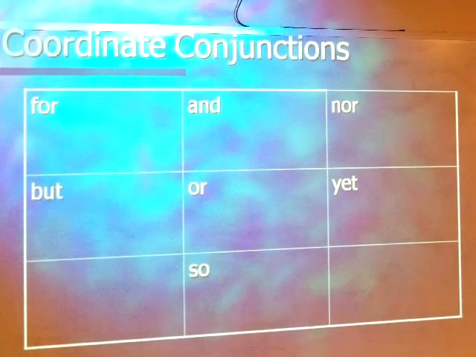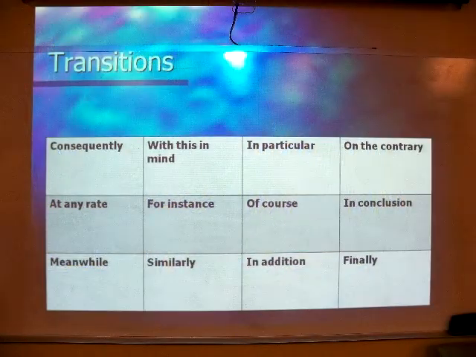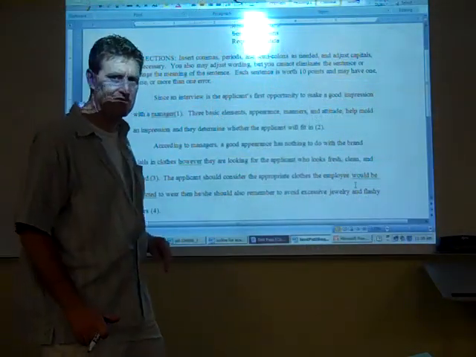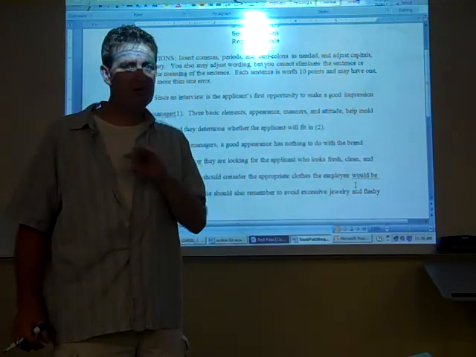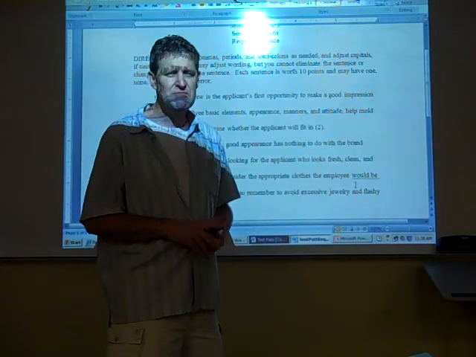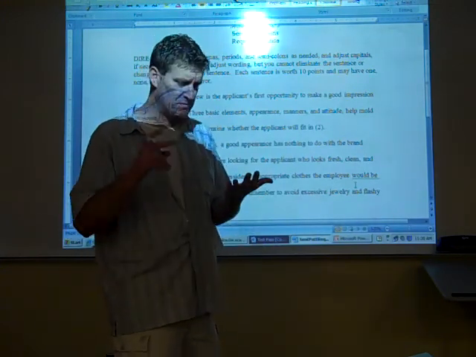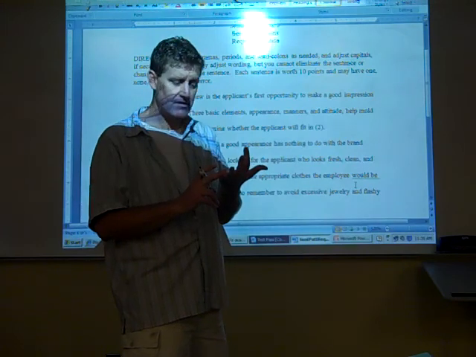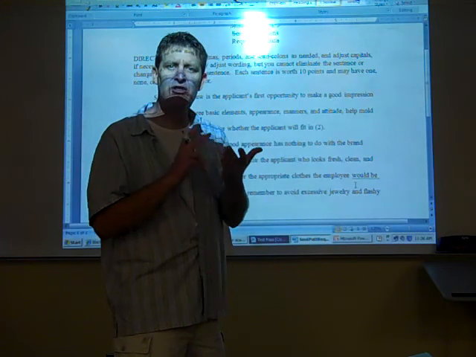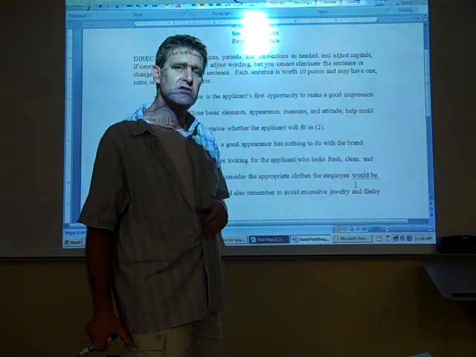First, we'll look at our coordinate conjunction. Next, we'll look at our transitions. Finally, we'll want to take a look at the dependent clause signals. We'll go through the first couple of sentences today, but I want you to remember a couple of things. I want you to take 5 minutes to go over your coordinate conjunctions, your transitions, and your dependent clause signals. And those things will help you identify these sentences.